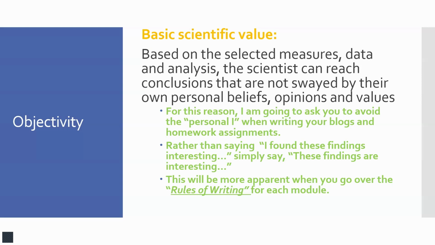The scientists, we're supposed to represent the scientific community. But more importantly, we're supposed to be trying to explain things in a bigger, broader sense. So, for this reason, and this is your first personal rule of writing, you need to avoid the personal I when writing about your blogs and homework assignments. So rather than saying, I found these findings interesting, just say these findings are interesting.